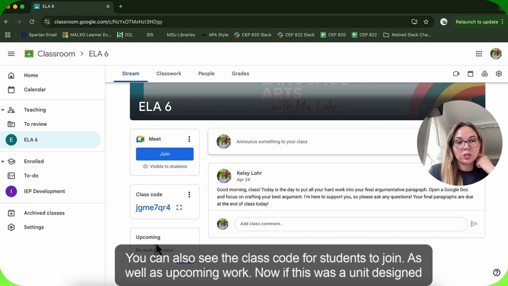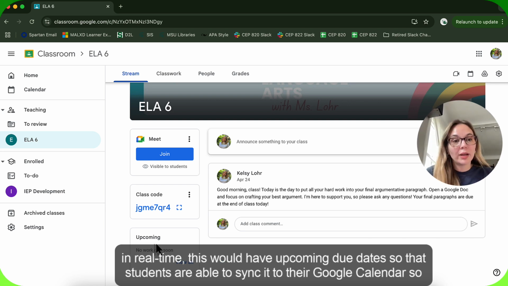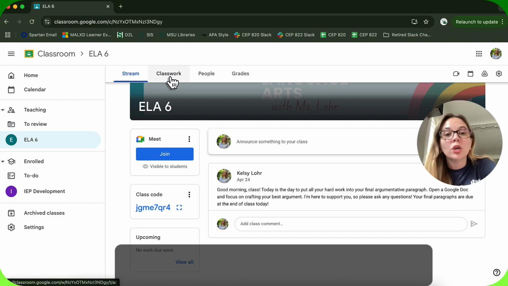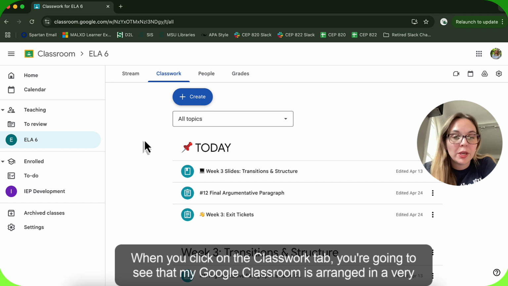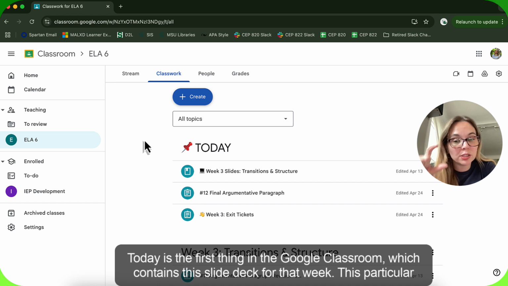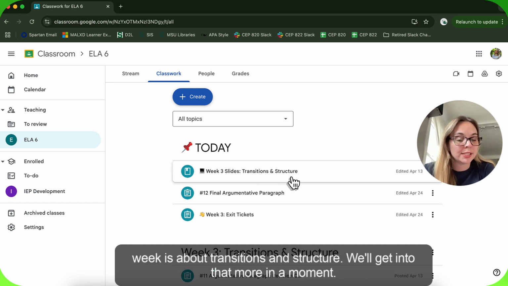Now, if this was a unit designed in real time, this would have upcoming due dates so that students are able to sync it to their Google calendars so that they can see the work that they are needing to do. When you click on the Classwork tab, you're going to see that my Google Classroom is arranged in a very specific way. Today is the first thing in the Google Classroom, which contains the slide deck for that week. This particular week is about transitions and structure. We'll get into that more in a moment.